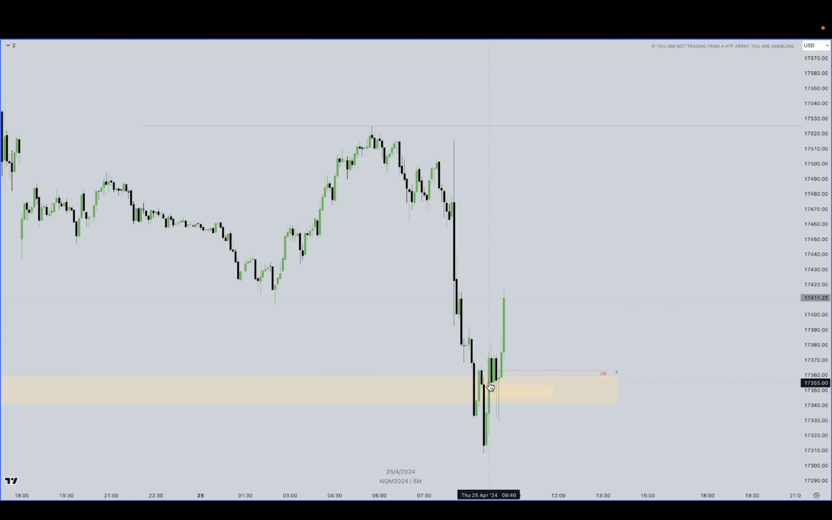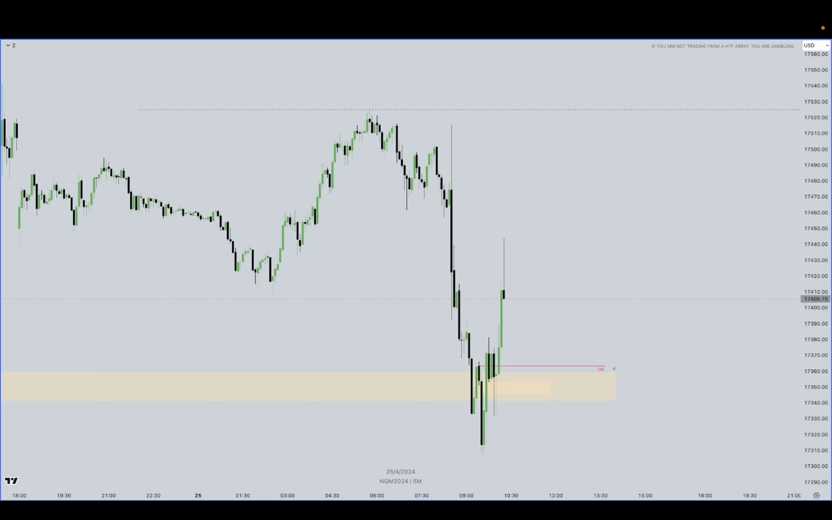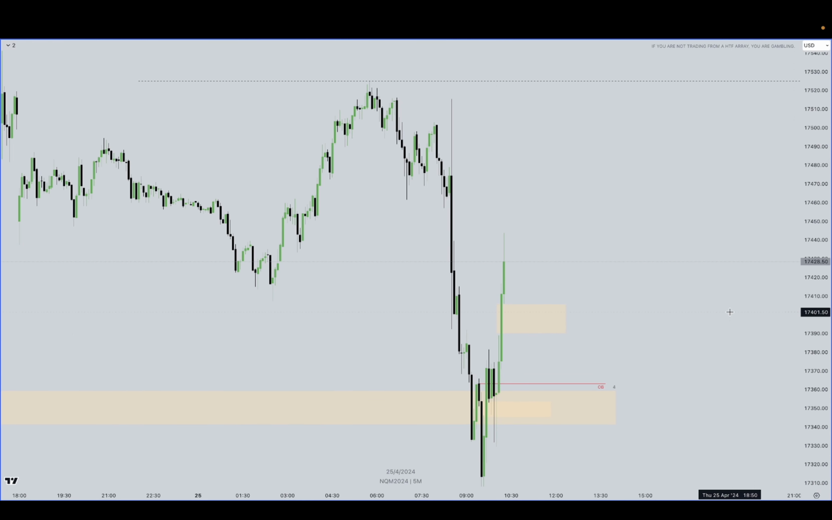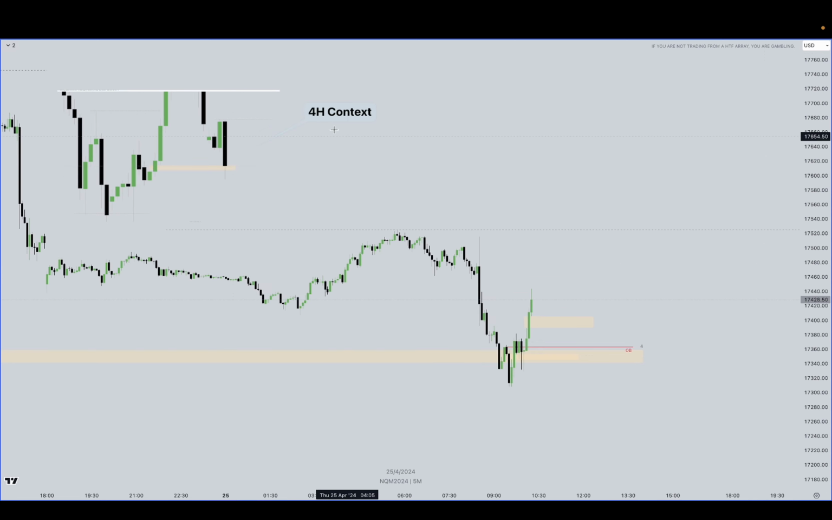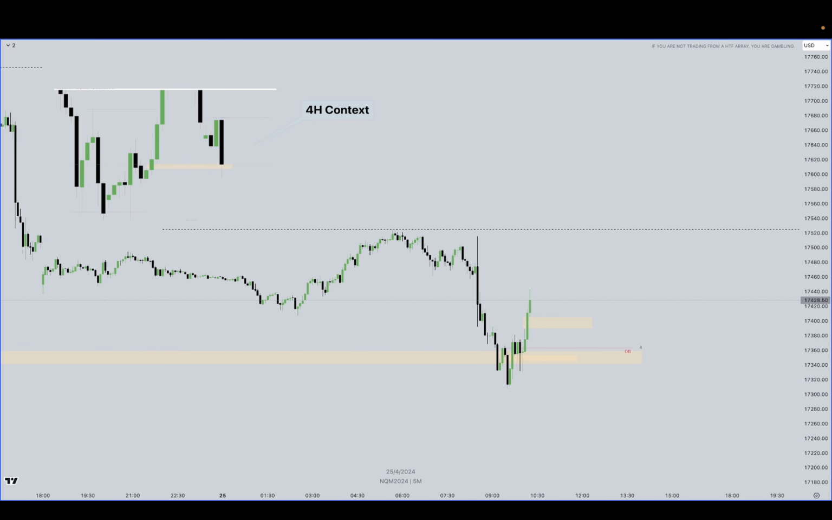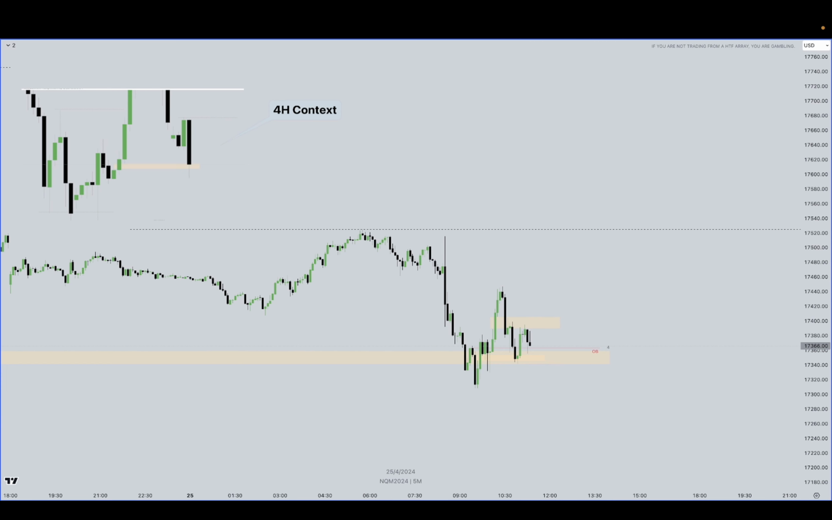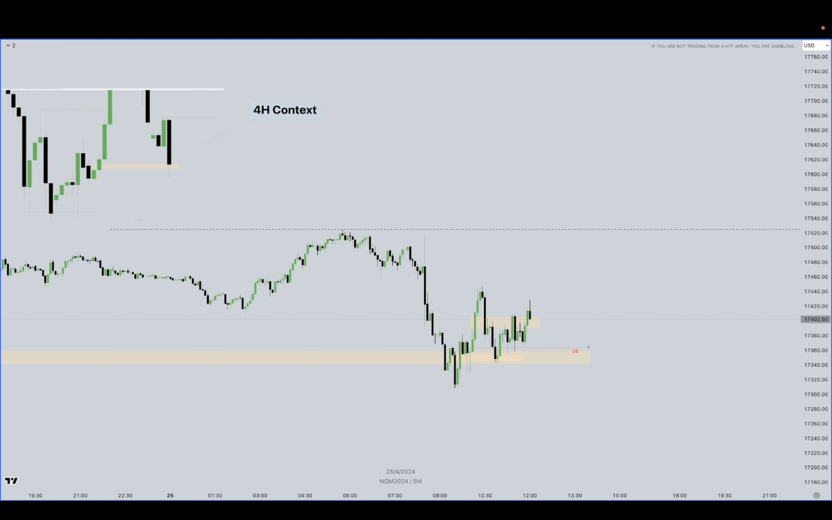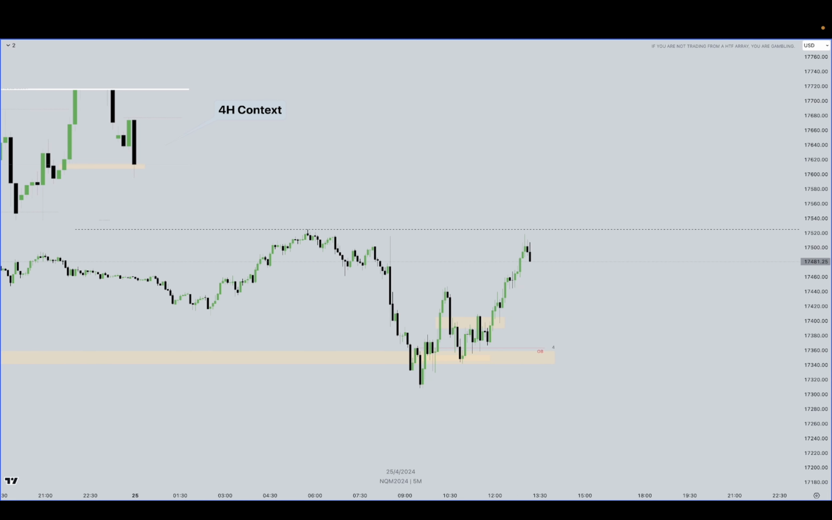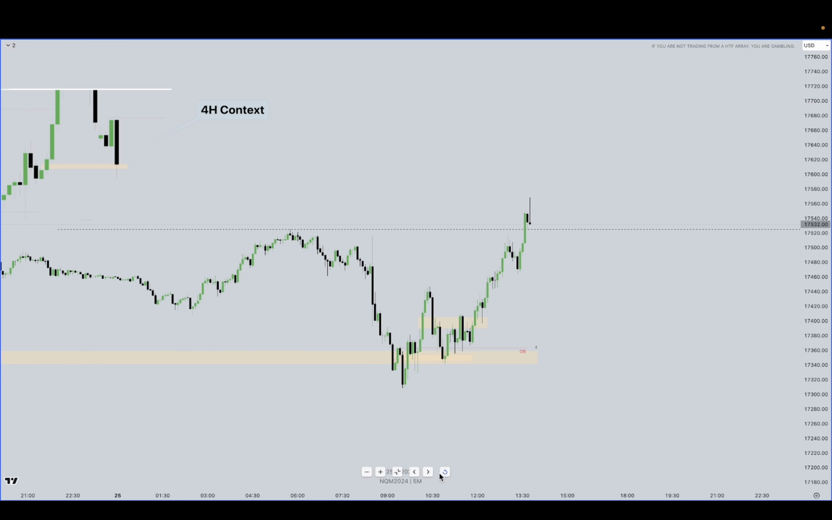So now you see displacement upwards. We're leaving a fair value gap, and you want to see this counter range holding if you are now at the buy side of the curve. We're still with the 4-hour context. Let's see what price does right now. It comes back into this fair value gap and even touched the order block again. And then it trades higher towards the drawn liquidity.